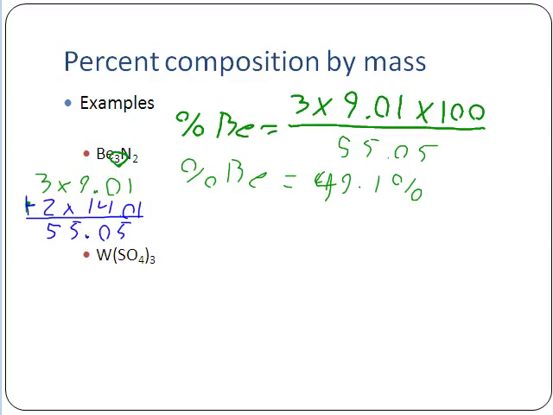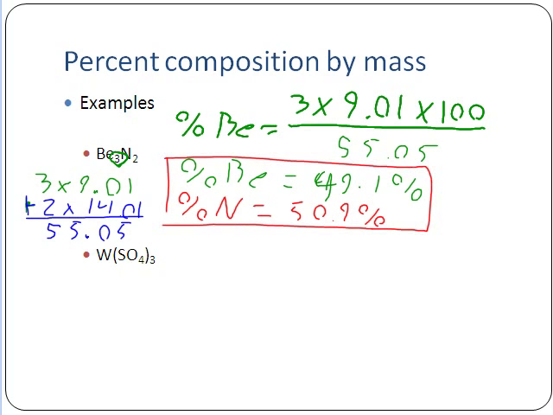Our next one would be nitrogen. To find nitrogen, the simple way is to say, well, if Be was 49.1, then the percentage of nitrogen would have to be 100 minus that. 100 minus 49.1 is just 50.9. So we have 50.9% nitrogen. So these are the two we get for beryllium and nitrogen: 49.1% Be, 50.9% nitrogen.